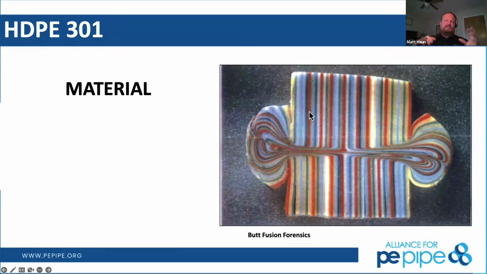And so not any process can be used to make a sound fusion. In this case, you have to follow a process that keeps the materials in the optimal condition to make that secure, strong bond between the two joints.